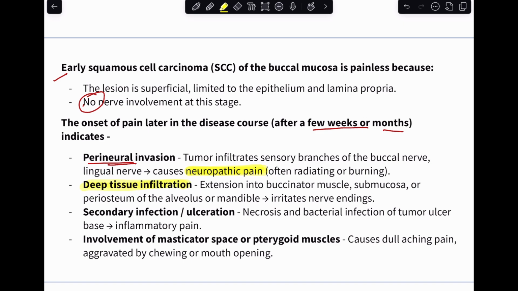Third cause is, say it has not invaded into the deeper structures or any nerves, but the ulcer is having a secondary infection. When there's a secondary infection in the ulcer, we'll have necrosis and bacterial infection, and that will lead to an inflammatory kind of pain. So this is our third cause of pain. Fourth cause is if it has involved the masticator space or the pterygoid muscle, it can cause a dull aching pain which gets aggravated by chewing or mouth opening. So these are all the reasons why an initially painless malignant ulcer can actually turn painful.